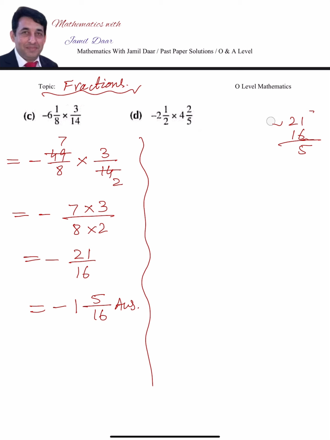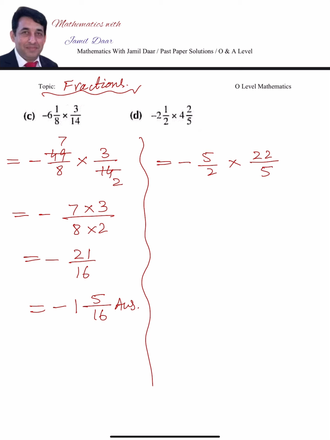Now we'll solve part D, another example of multiplication of fractions. Now both fractions are mixed numbers. So first of all, we'll change them into improper fractions. So we'll multiply 2 times 2 is 4, 4 plus 1 is 5. So minus 5 over 2, and 4 5s are 20 plus 2. So this will become 22 over 5.